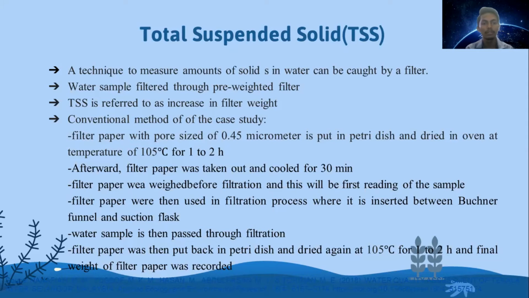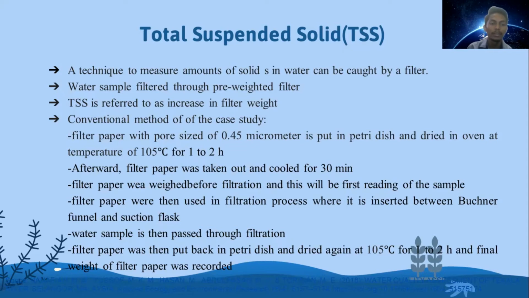So the conventional method of the case study is, first, the filter paper with a pore size of 0.45 micrometer is put in a petri dish and dried in an oven at a temperature of 105 degrees Celsius for 1 to 2 hours. Afterward, the filter paper was taken out and cooled for 30 minutes. The filter paper will wait before filtration, and this will be the first reading of the sample.